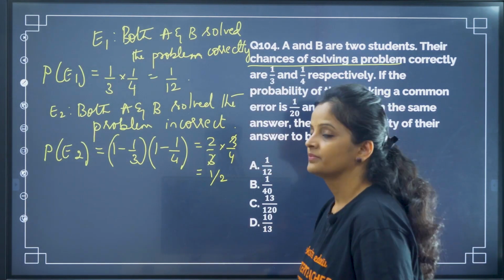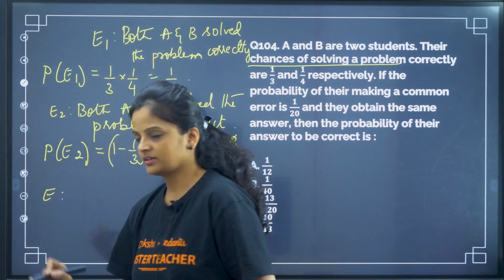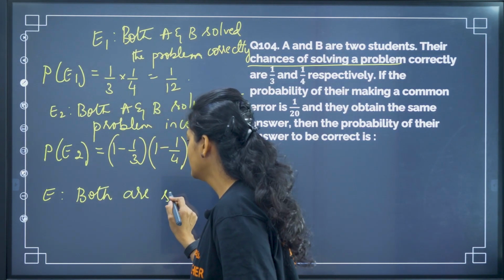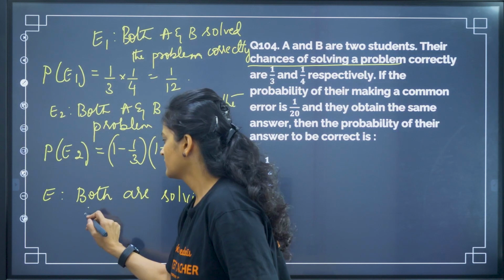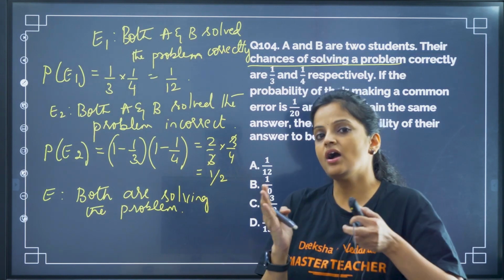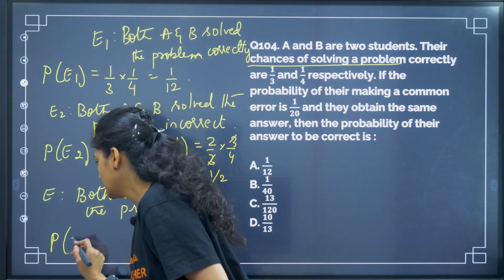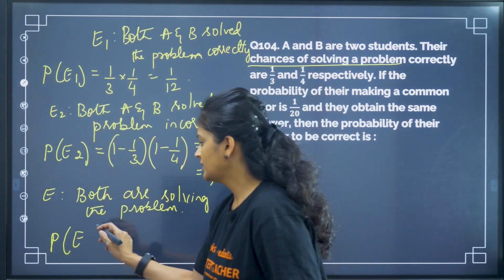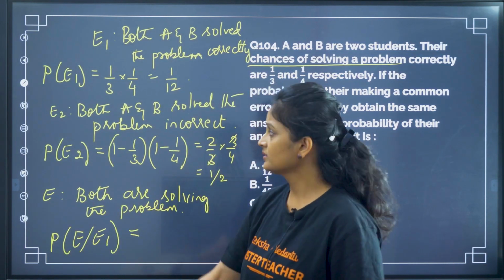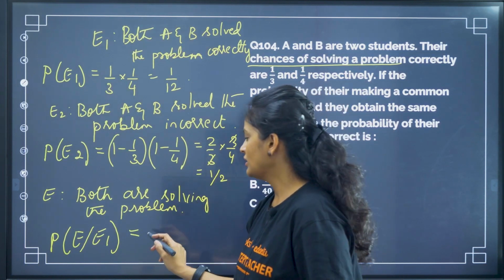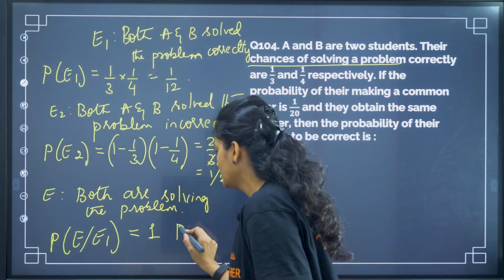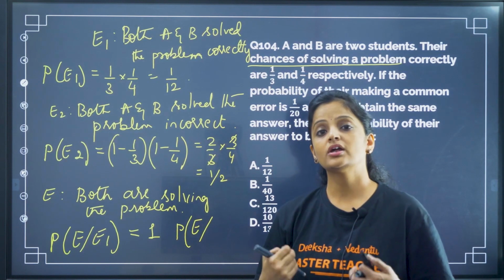Okay. This we got. Now, what do we need? What is the main event? Both are solving that. That is important. Solving the problem, that is taken as a third event. Okay. Now, under a particular condition, yes, they are solving, but if they are correct, probability of E given that both are right, what is the probability? For one question, there is only one answer, so it has to be 100%. So it is one.